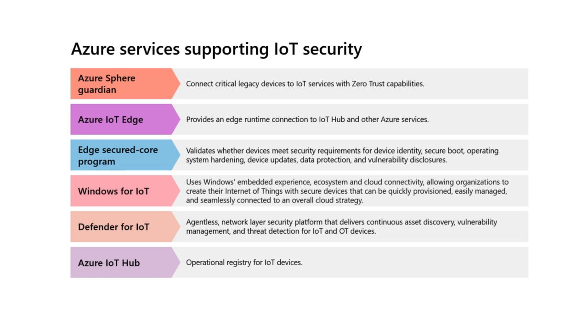Microsoft Defender for IoT is an agentless, network layer security platform that delivers continuous asset discovery, vulnerability management, and threat detection for IoT and OT devices. Defender for IoT continuously monitors network traffic using IoT-aware behavioral analytics to identify unauthorized or compromised components. It supports proprietary embedded OT devices and legacy Windows systems commonly found in OT environments. Defender for IoT can inventory all IoT devices, assess for vulnerabilities, provide risk-based mitigation recommendations, and continuously monitor devices for anomalous or unauthorized behavior.